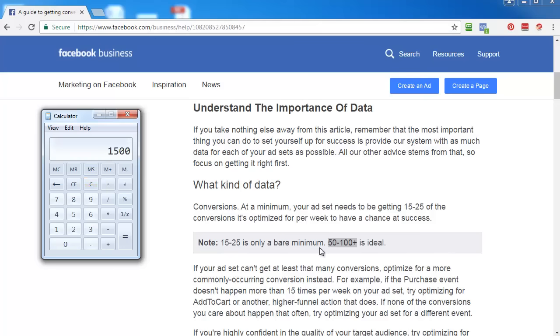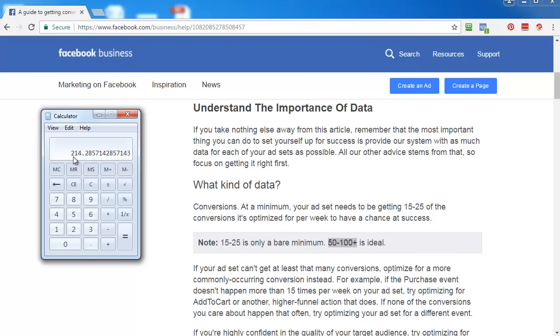That means in a week you'd have to spend $1,500 at a 35% ROI on a $27 revenue. A lot of numbers here, but that's okay. So that's in a week, right? So divide by 7. So this particular ad set would have to spend $214 a day.